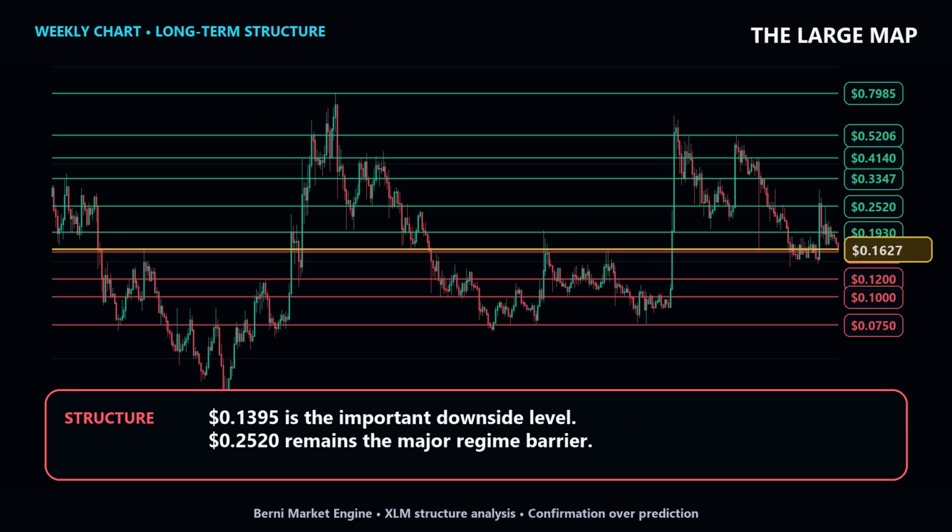The weekly chart shows the broader structure. On the downside, 0.1395 US dollars is an especially important level. On the upside, 0.2520 US dollars remains a major regime barrier. Only a weekly close above it and a successful retest would materially strengthen the long-term bullish path.